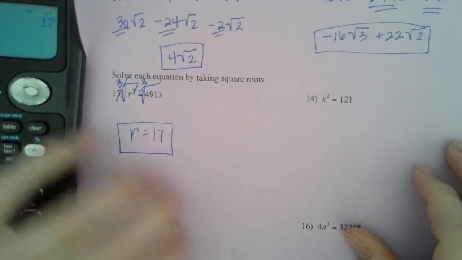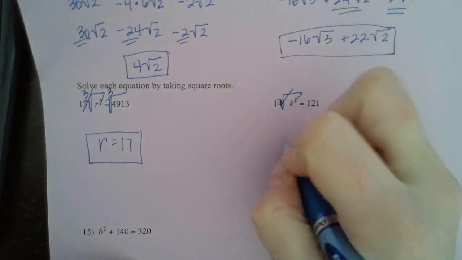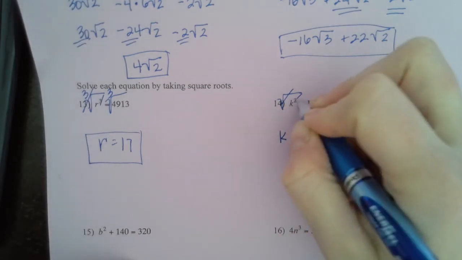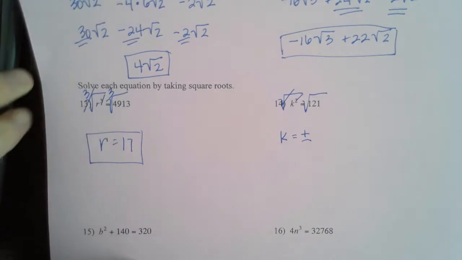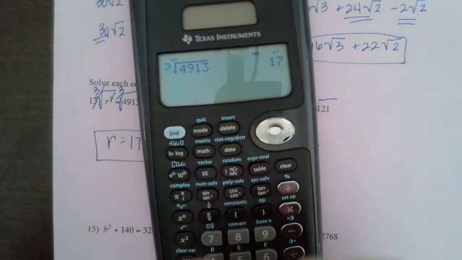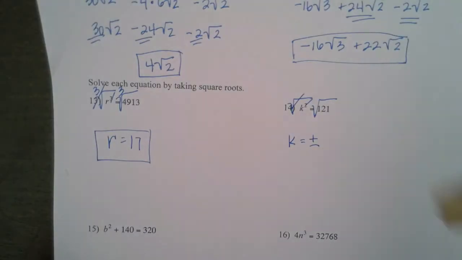Okay, number 14. The opposite of squaring is square root. So we're going to square root here so we can cancel, leaving our variable. Since we have a square root, we're going to have 2 answers. And the square root of 121 is, second x squared, 121, 11.